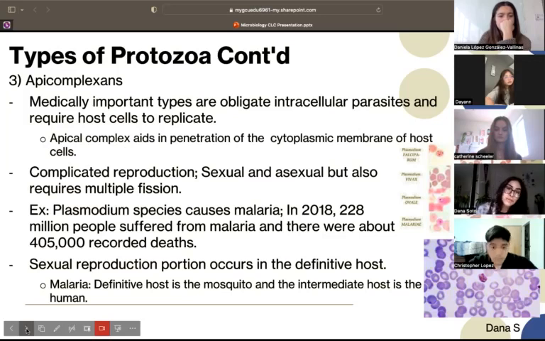So an example, Plasmodium species cause malaria. So in 2018, about 228 million people suffered from malaria, and there were about 405 recorded deaths. And the sexual reproduction portion occurs in the definitive host, and in malaria, the definitive host is going to be that mosquito, and then the intermediate host is going to be that human. And then I have a couple of pictures on the next slide.